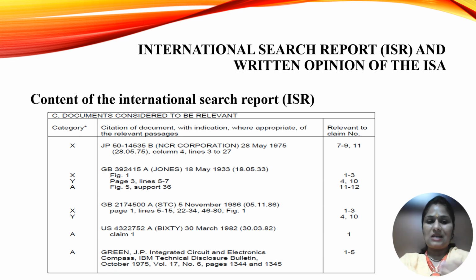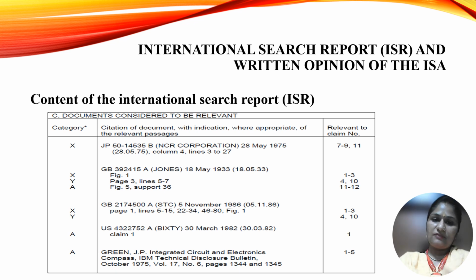Now let's understand the meanings of these categories X, Y, A, and what they denote. The categories of citations depict what kind of similarity there is between the cited document and the document in question. X is particularly relevant if taken alone. The objection could be lack of novelty or lack of inventive step with one document.